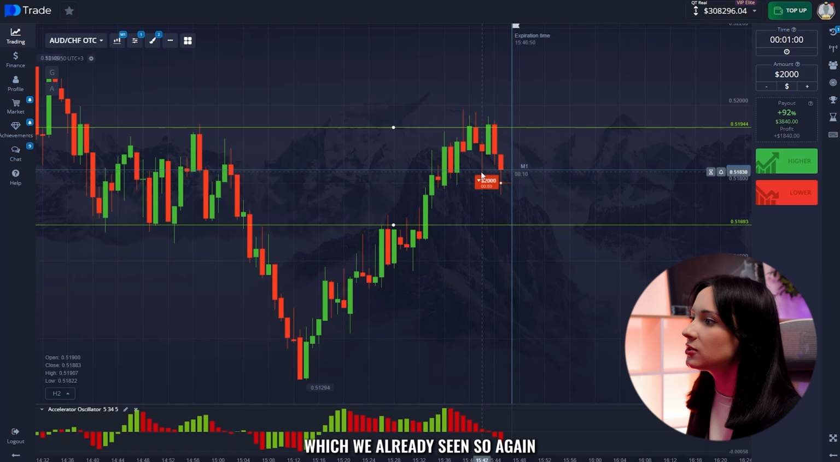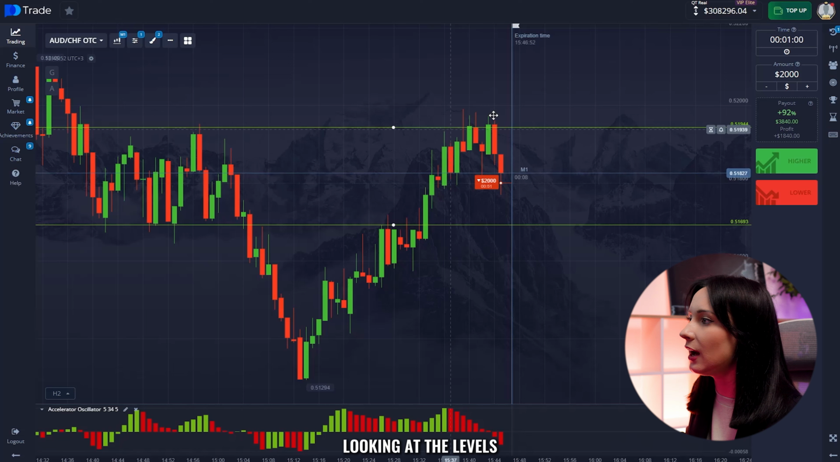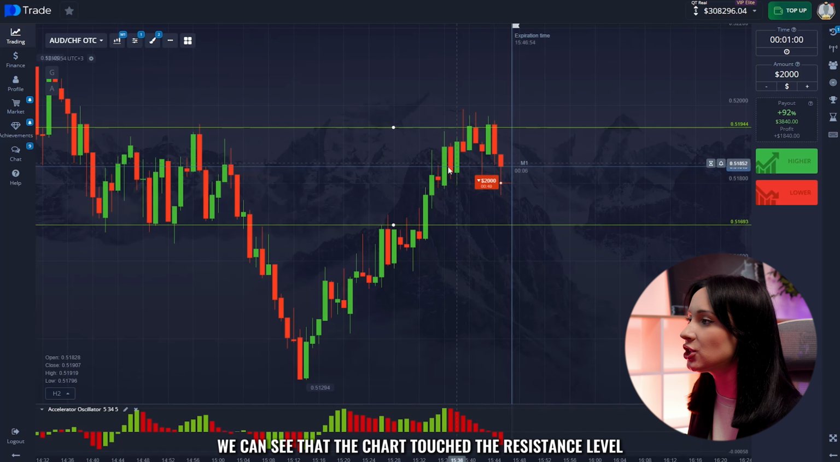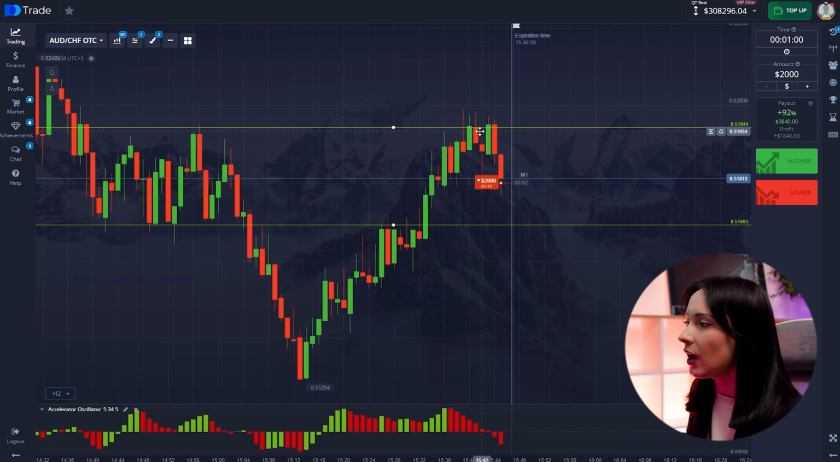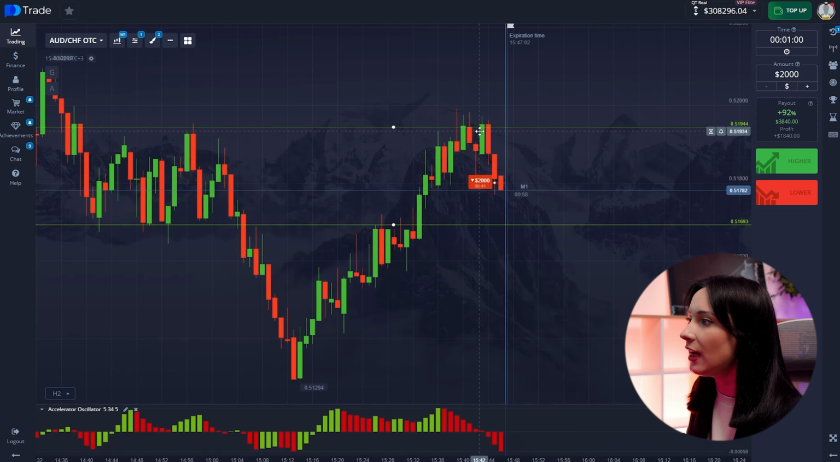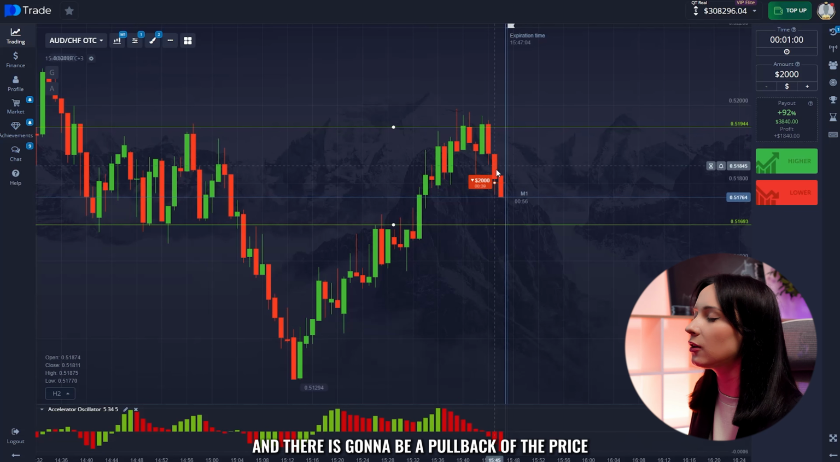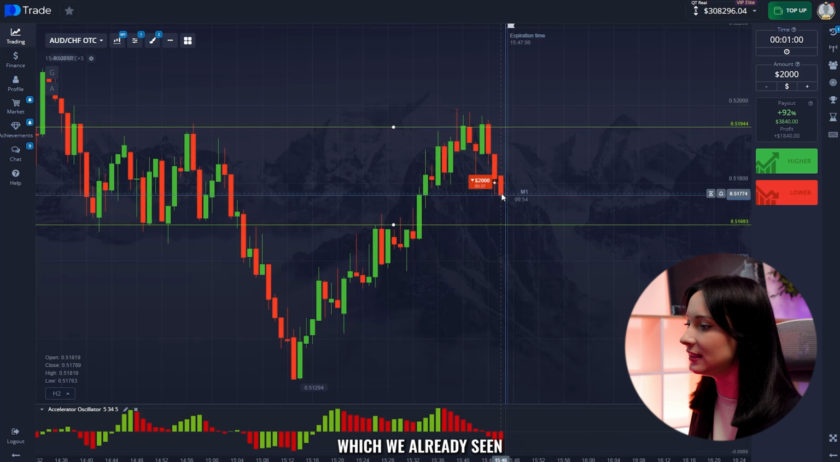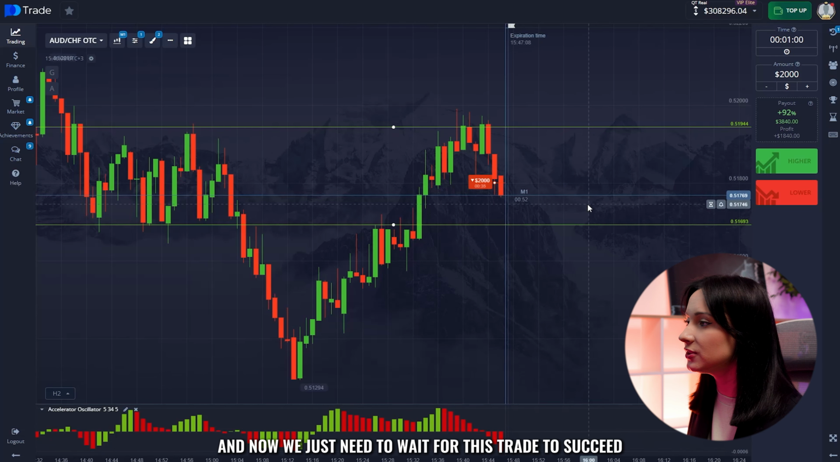So again, looking at the levels, we can see that the chart touched the resistance level, which means that there is going to be a reversal and there is going to be a pullback of the price, which we already seen. And now we just need to wait for this trade to succeed.